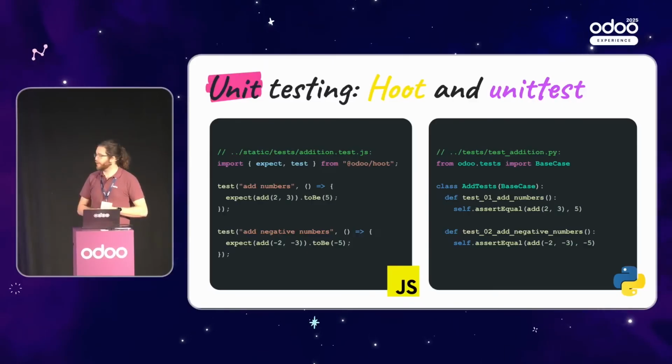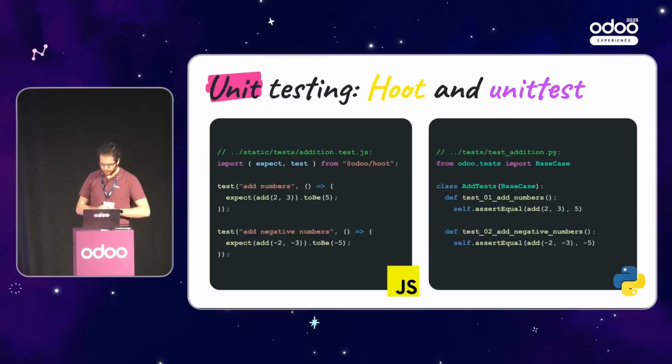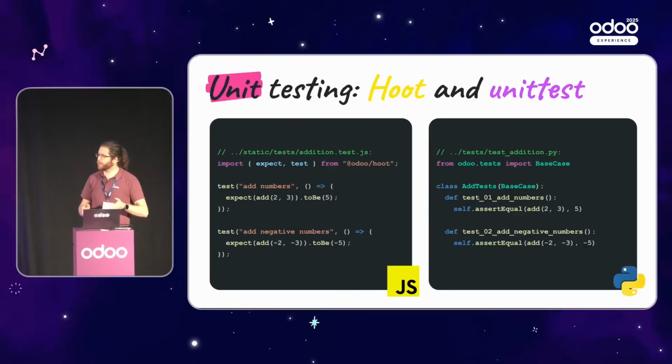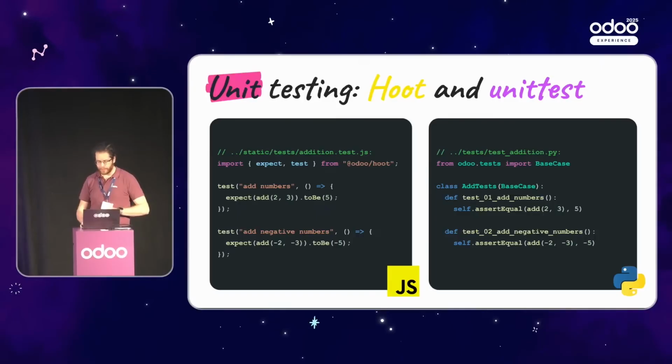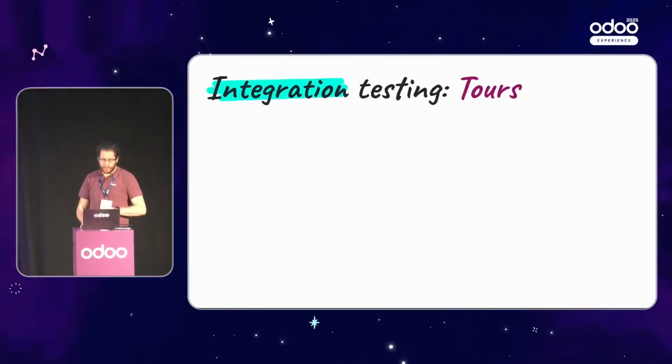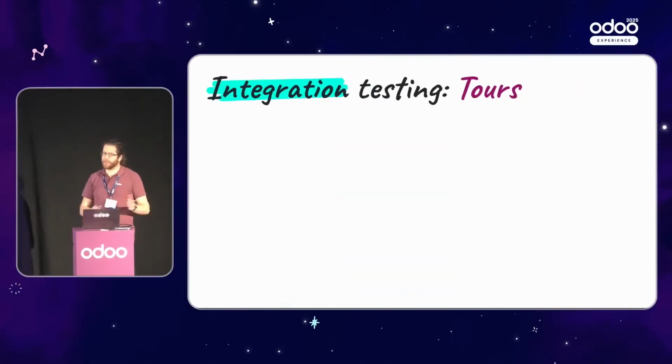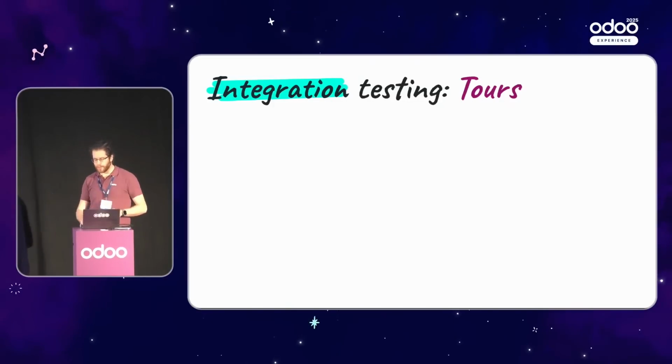For example, here we have BaseCase, which is a wrapper around the main class exported by unittest. And since it's a native library and most of the API is from that library, I won't be delving into it too much today. For integration testing, you have only tours, but there are two ways to write one.